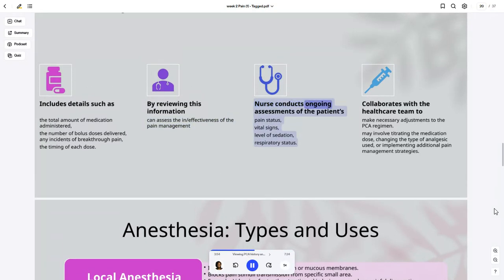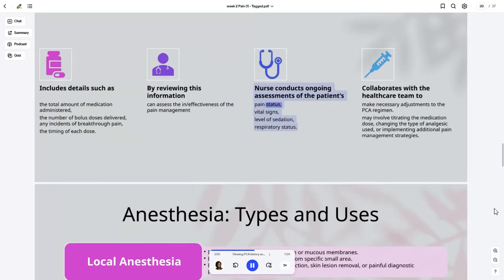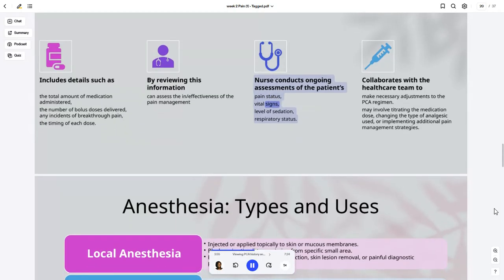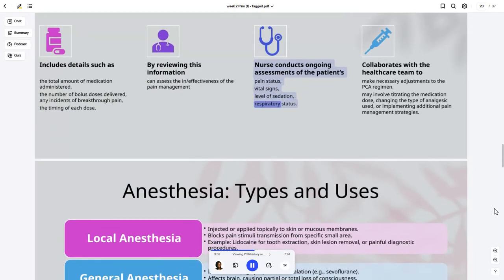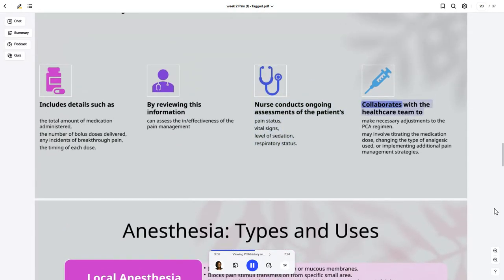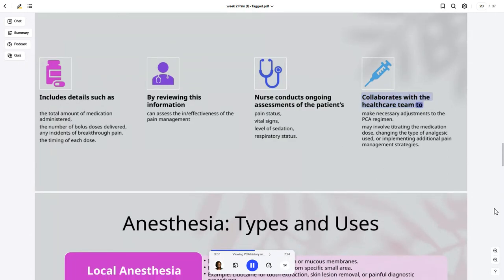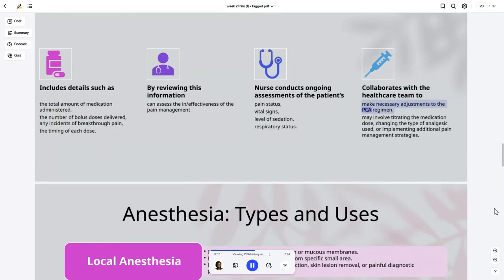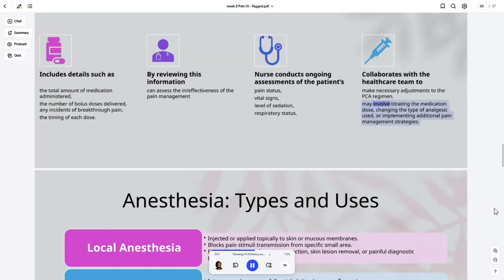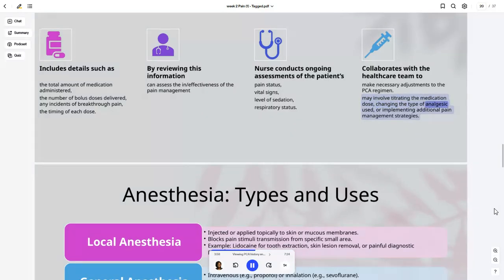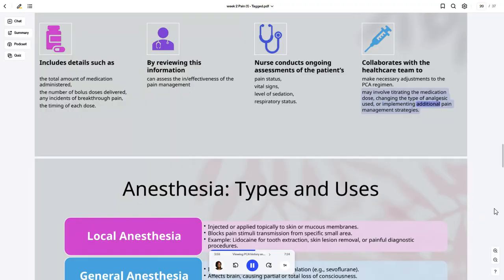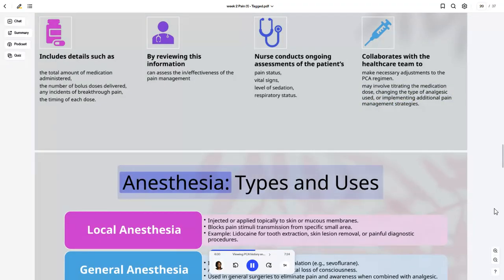The nurse conducts ongoing assessments of the patient's pain status, vital signs, level of sedation, and respiratory status. The nurse collaborates with the healthcare team to make necessary adjustments to the PCA regimen. This may involve titrating the medication dose, changing the type of analgesic used, or implementing additional pain management strategies.